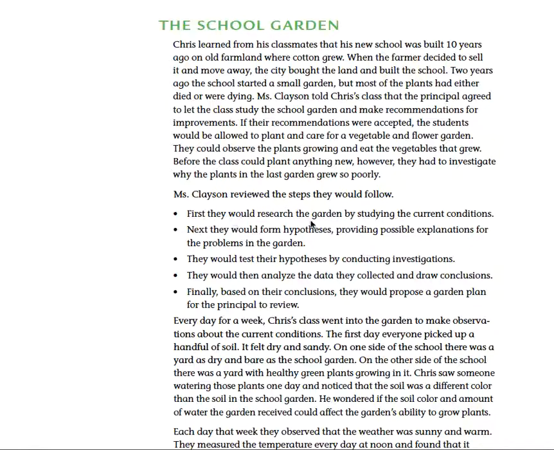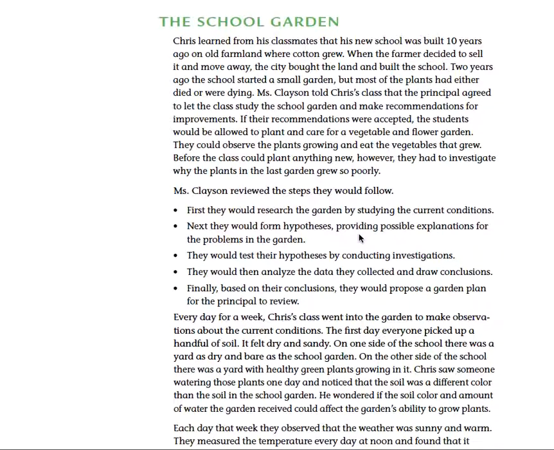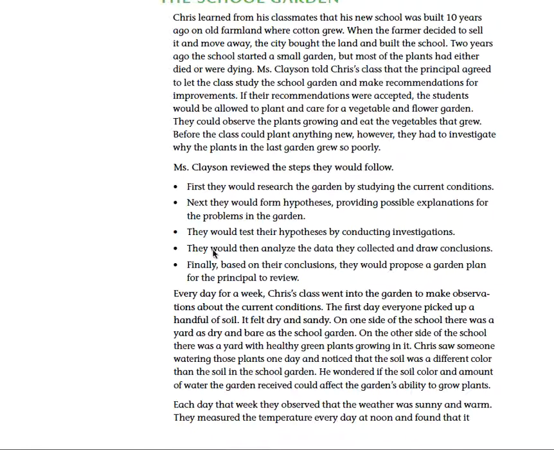First, they would research the garden by studying the current conditions. Next, they would form hypotheses, provide possible explanations for the problem in the garden. They would test their hypothesis by conducting investigations. They would then analyze the data they collected and draw conclusions. Finally, based on their conclusions, they would propose a garden plan for the principal to review.